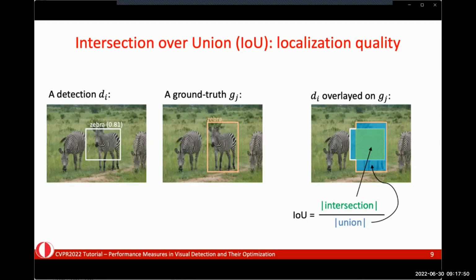After this brief digression on localization quality, let us go back to the topic of evaluation.